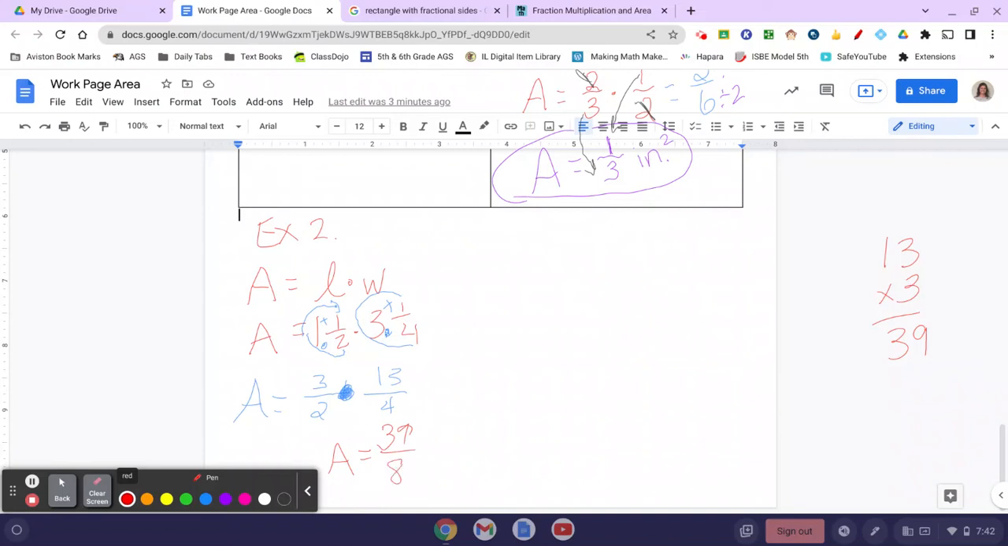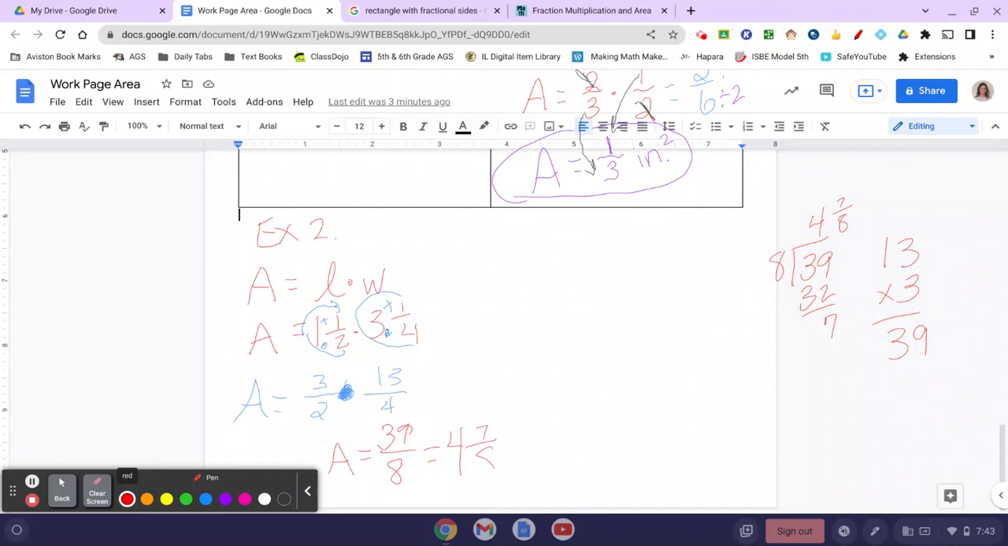2 times 4 is 8. Remember, on this assignment, to get full credit, you have to have the best final answer. An improper fraction is never the best final answer. So we will have to divide this one out. 39 divided by 8. 8 goes into 39 4 times. 4 times 8 is 32. Subtract and I get 7. So my remainder is my numerator. My denominator stays the same.